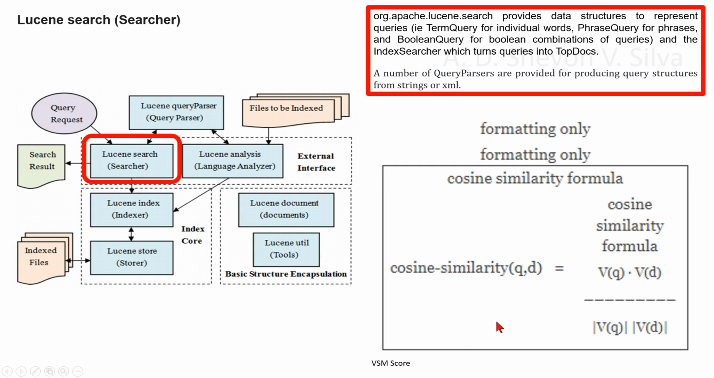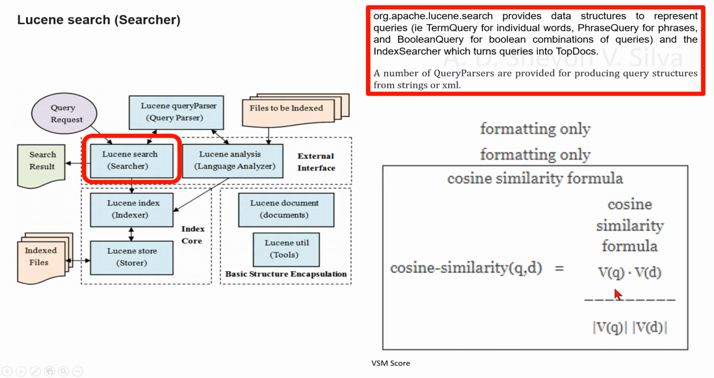The VSM score of document d for query q is the cosine similarity of the weighted query vectors V(q) and V(d), where V(q) · V(d) is the dot product of the weighted vectors, and the absolute values |V(q)| and |V(d)| are the Euclidean norms, the L2 norms. Note this equation can be viewed as a dot product of the normalized weighted vectors, in the sense that dividing V(q) by its Euclidean norm is normalizing it to a unit vector.